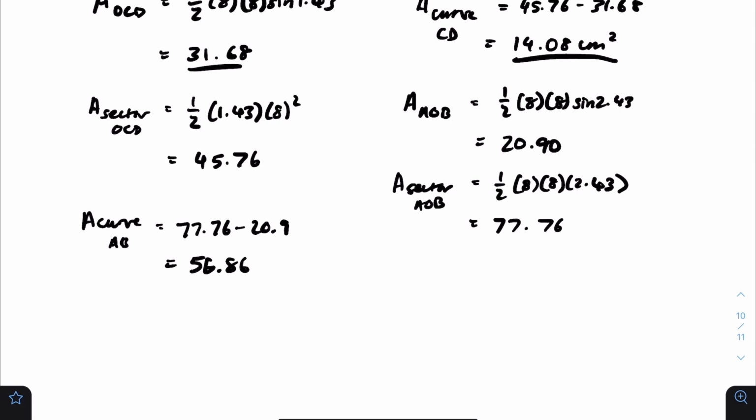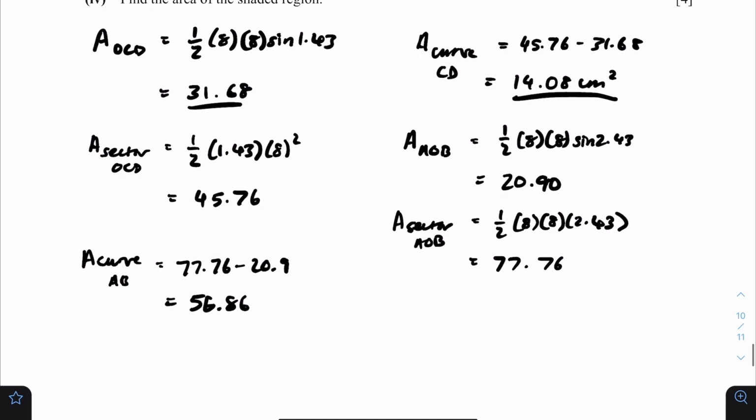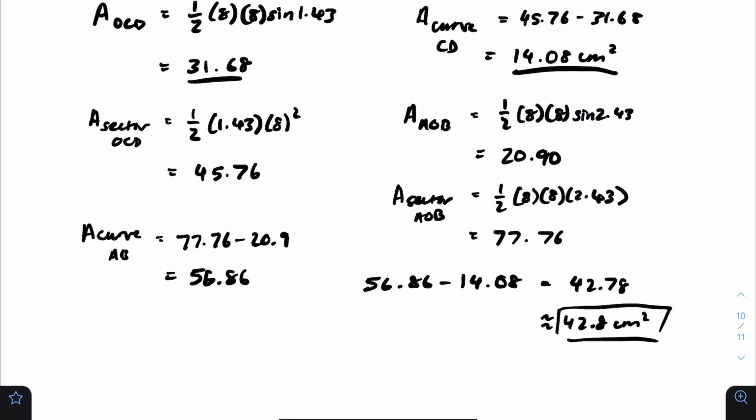So we have 56.86, but now we need to subtract this shaded region of the curve CD. So 56.86 minus 14.08 gives us 42.78, which is equal to 42.8 cm squared approximately. So that'll be our answer.